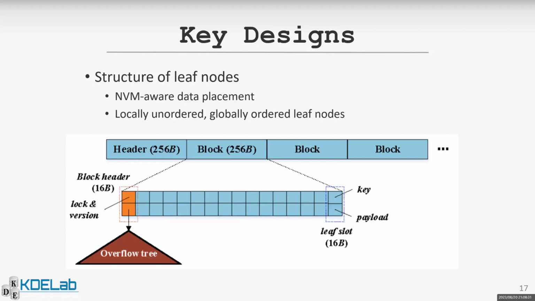Leaf nodes are designed to be unordered within a block and ordered between blocks. The intra-block disorder can avoid extra data movement during inserts, since the model is monotonically increasing. Ordering between blocks is inherent.